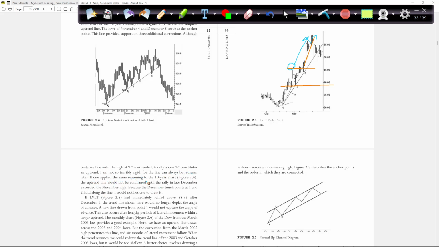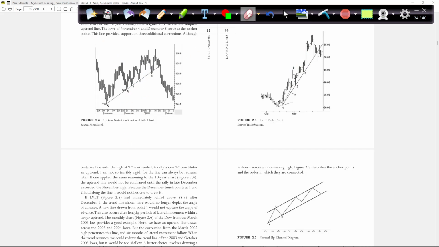If one applied the same reasoning to the 10-year chart, figure 2.4, the uptrend line would not be confirmed until the rally in late December. This rally exceeded the November high, this one. Because the December touch points at 1 and 2 hold along the line, right? I would not hesitate to draw it.